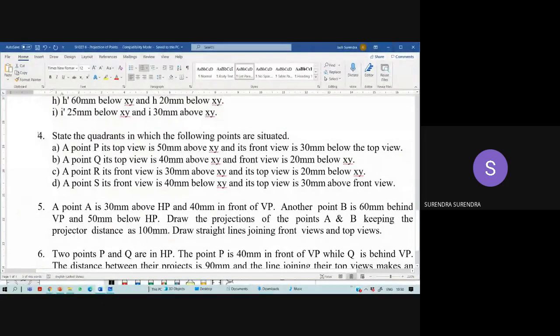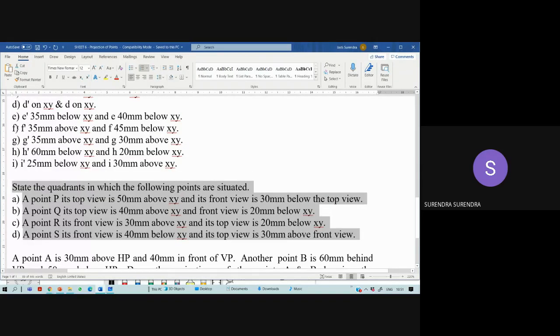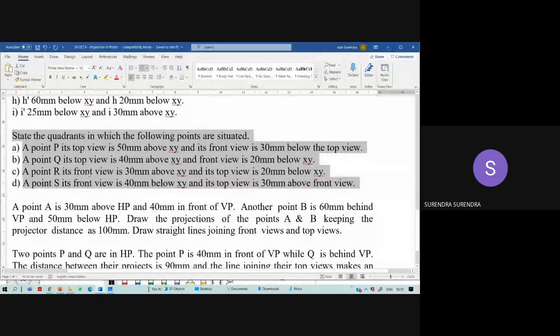Similarly, the fourth problem. In the fourth problem, again as in the first problem, they have given the statement and asked to identify the quadrants in which the points are situated. So the same as the third problem, asking to relate the quadrant. Before that we have to identify where the points are located. Point P, top view is 50 mm above XY, means P. Front view is 30 mm below the top view. Here see the condition, in this problem also they have confused a little instead of giving it directly.